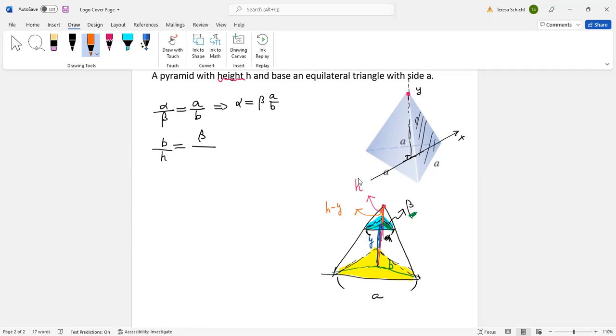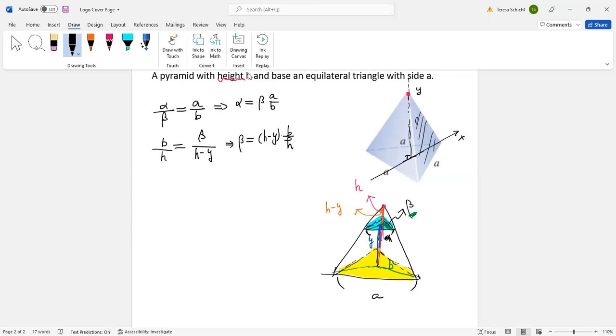So B over H, looking at this big triangle and the small triangle, is equal to beta over H minus y, correct? Then I can find beta. So beta will just be H minus y times B over H.